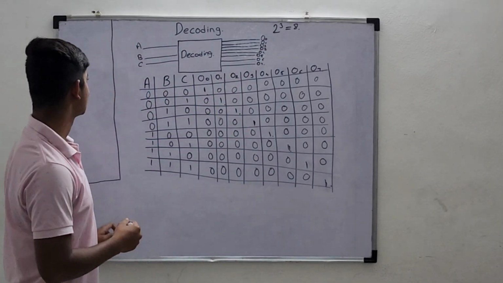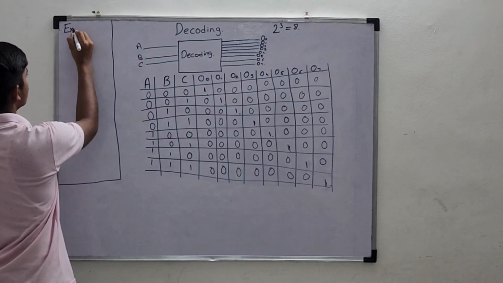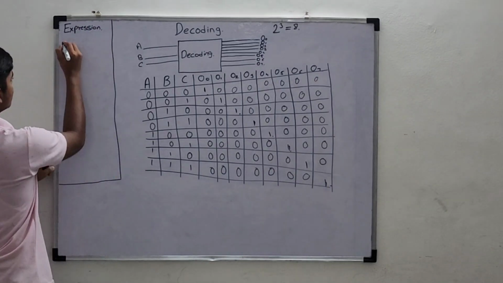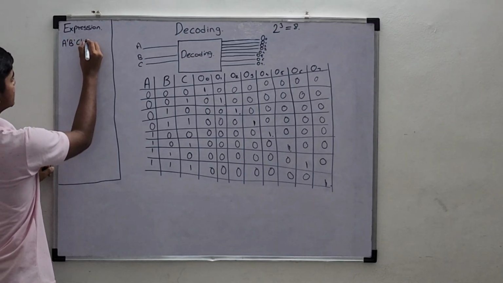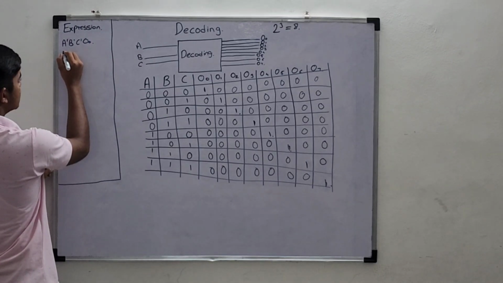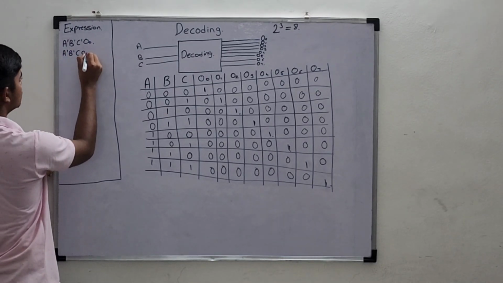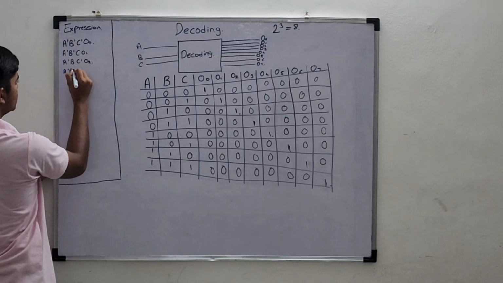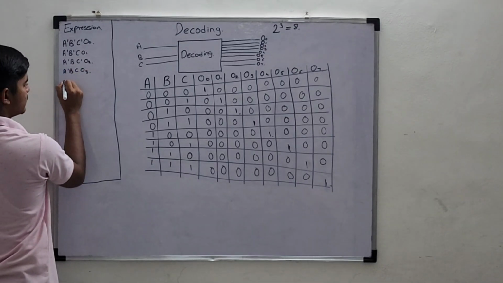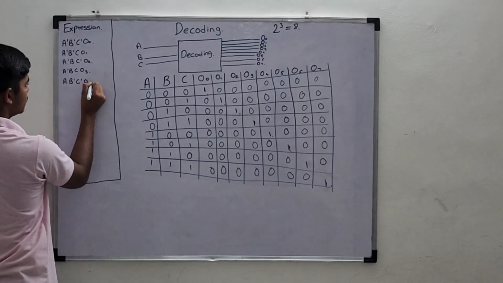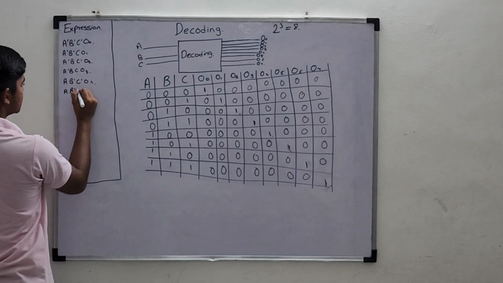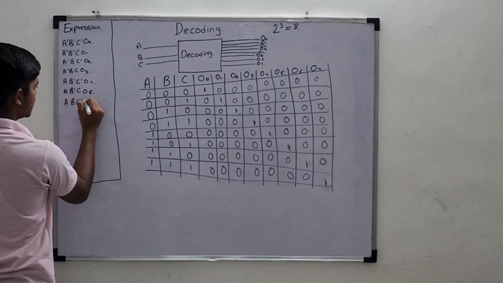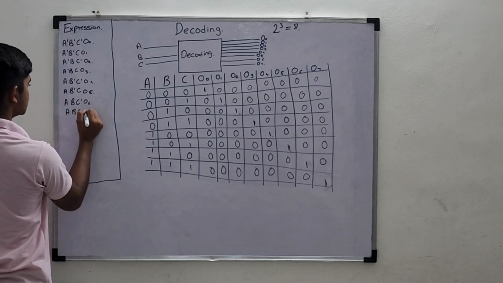So let us have a look at the expression. The expression will be the same as we had in the multiplexer. So our first expression will be A dash, B dash, C dash, output 0, A dash, B dash, C, output 1, A dash, B, C dash, output 2, A dash, B, C, output 3, A, B dash, C dash, output 4, A, B dash, C, output 5, A, B, C dash, output 6, and A, B, C, output 7.